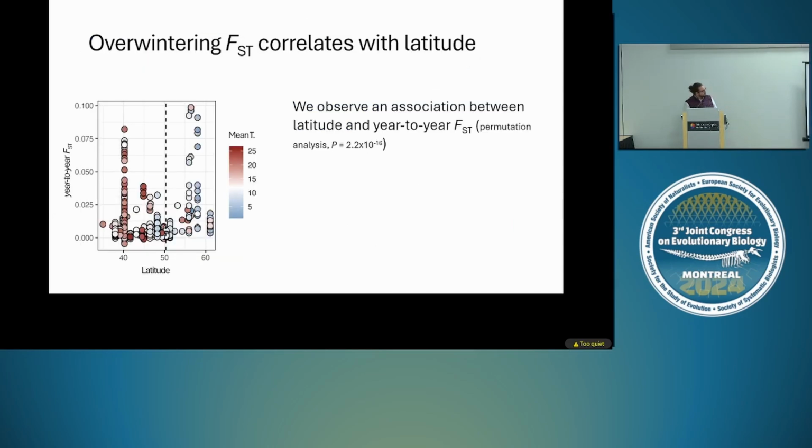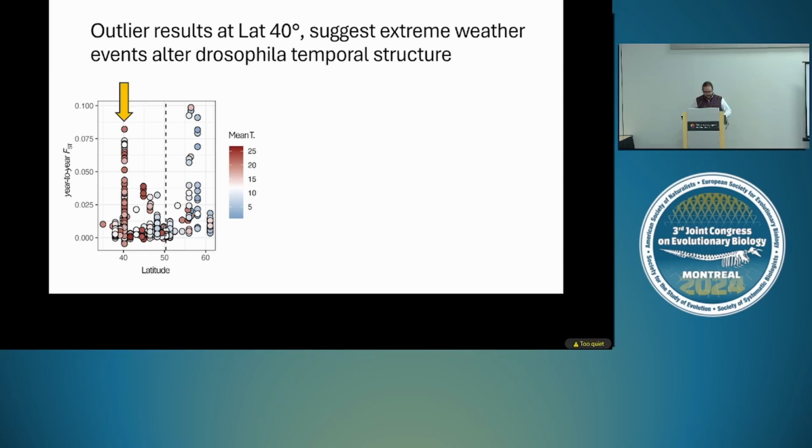Another interesting way to visualize this data is just to plot it as a function of latitude. And this is how that data looks. We can appreciate that there is a correlation between latitude and year-to-year FST. That correlation is quite robust to permutations, which is always great to see. We see those high FST values at the higher latitudes. However, there is something else here that jumps to people's attention, and that is, of course, this quite unexpected tower of outlier year-to-year FST values at a lower latitude.